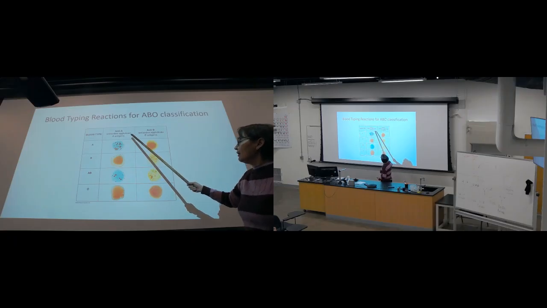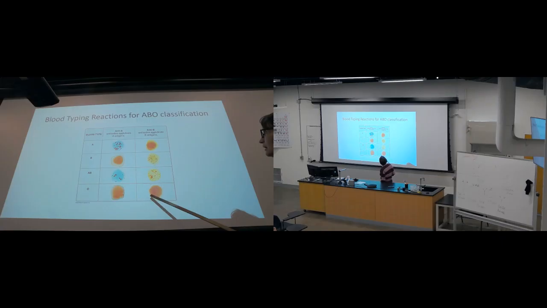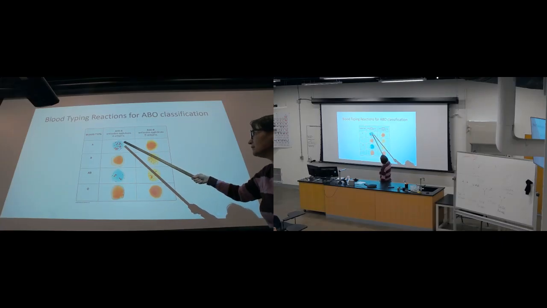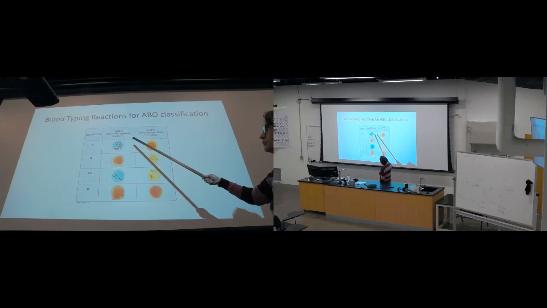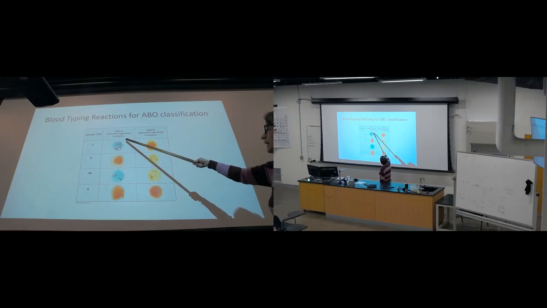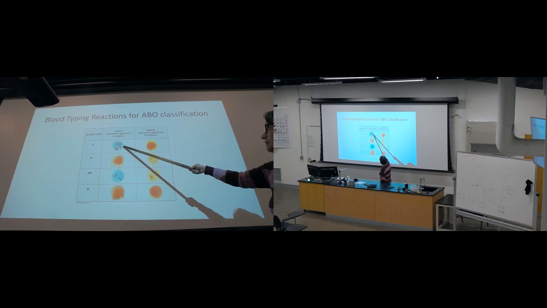So you always put a drop of blood in each of these, and then you add the antibodies, mix them, and then wait to see if you have clumping or not. Like in this case, this clumping or agglutination happens with anti-A antibodies, but not with anti-B. So that means that this blood type is A.